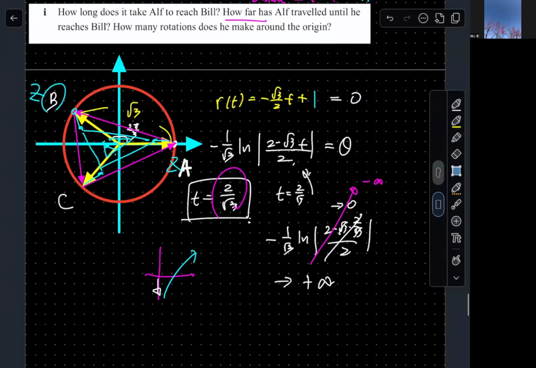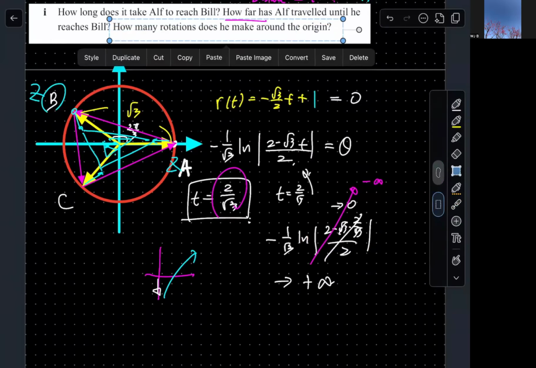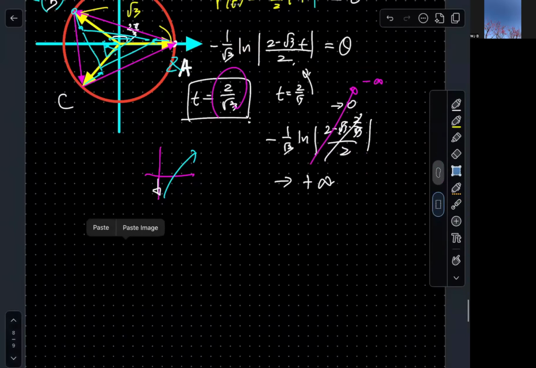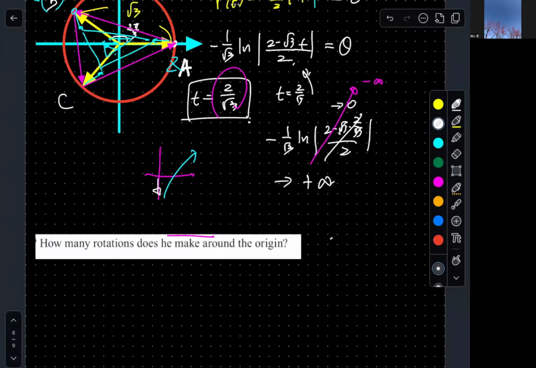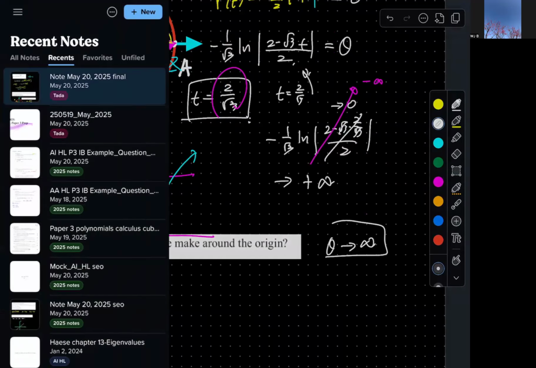So the question is how many rotations do I need? I need infinitely many times because the theta will diverge to positive infinity. So in order for them to meet, they need to rotate on and on and on. That is the solution for this very nice complex number, kinematics, and differential equation problem. Okay, so that was the last question on the holder.